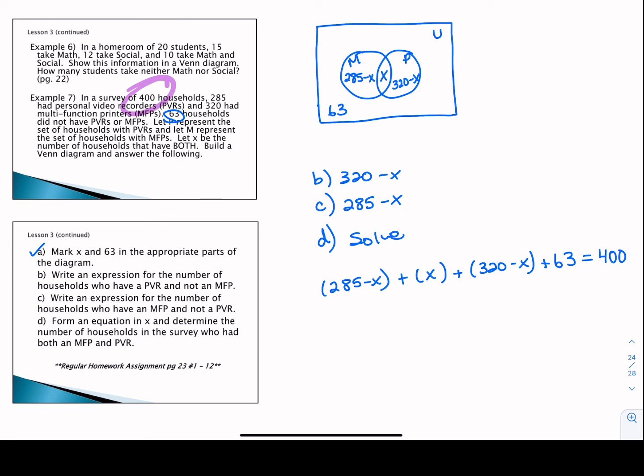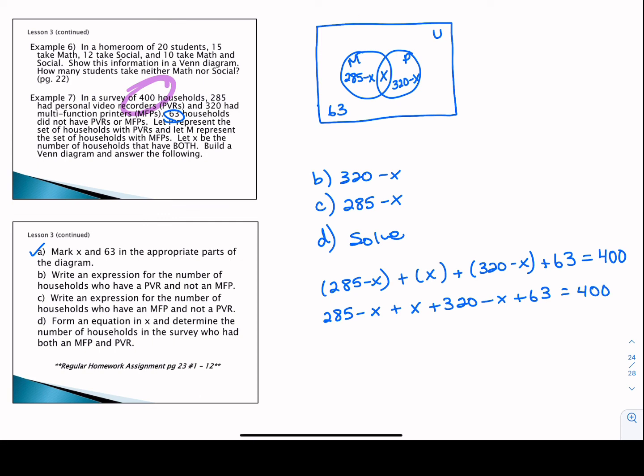So this is just a matter of solving this tiny little equation. I know it looks messy, but it's quite a simple equation once we open up the brackets. So 285 minus X is going to stay that way. We're not distributing any fancy signs or anything in the front. We're going to add X, we're going to add 320, and we're going to subtract X and add 63 to give us the grand total of 400.